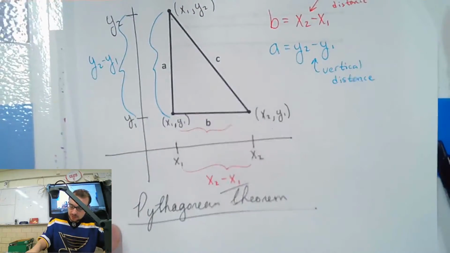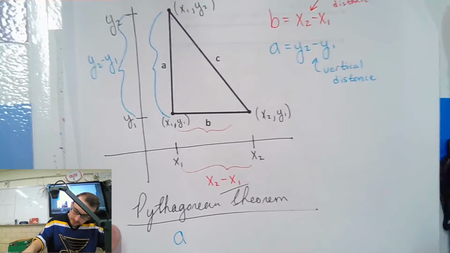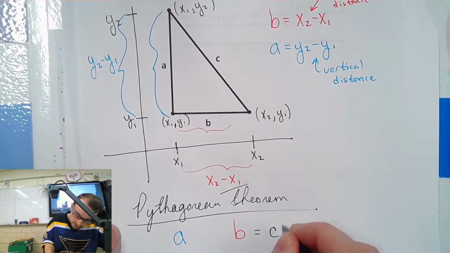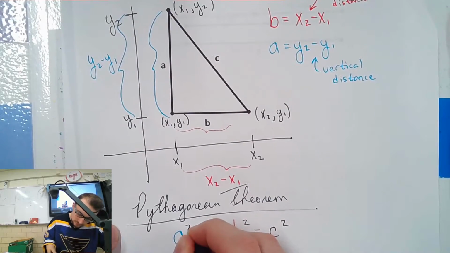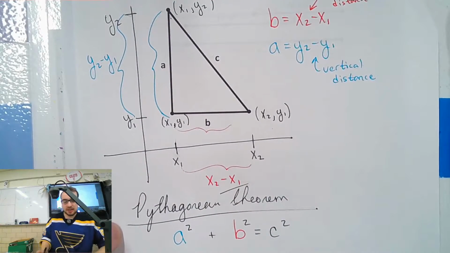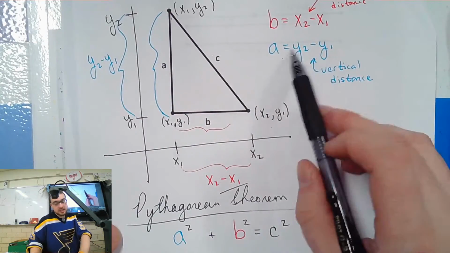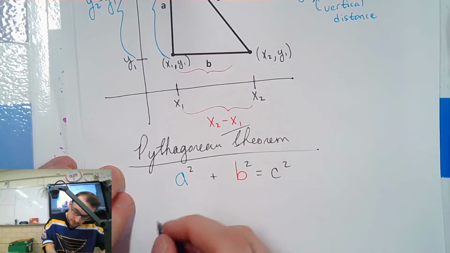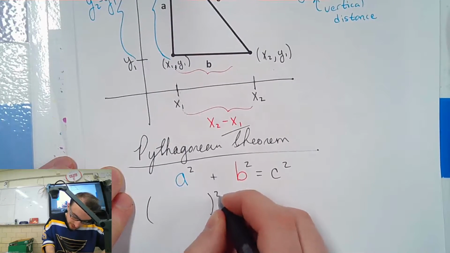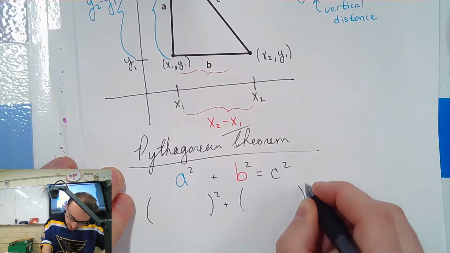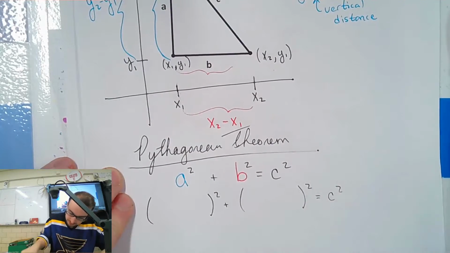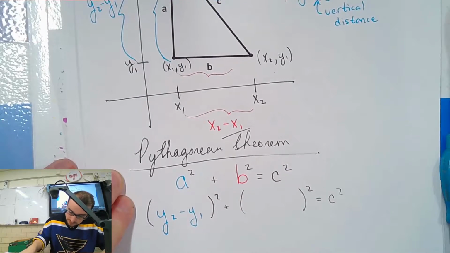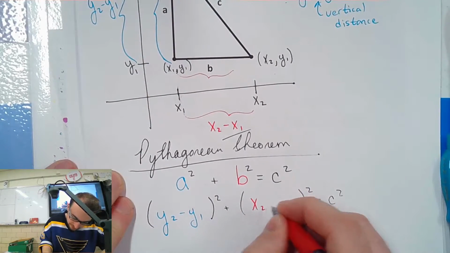So Pfag is a squared plus b squared equals c squared. So now I'm going to plug that in. We know A is this, so I'm going to take that and plug it in for A, and I know B is that, so I'm going to take it and plug it in. So whatever A is squared plus whatever B is squared equals c squared. Well, A we said is y2 minus y1. And B is x2 minus x1.